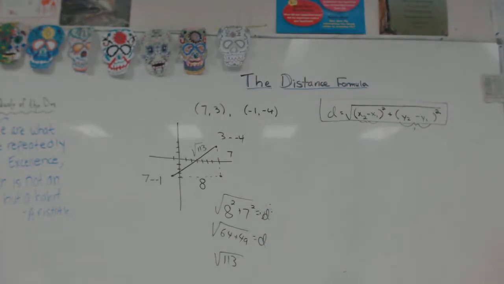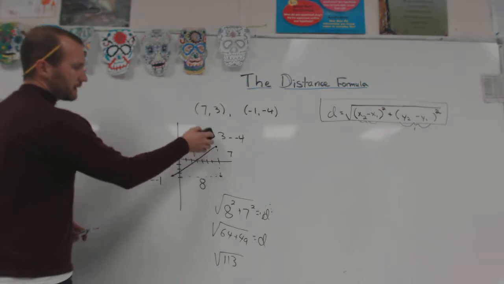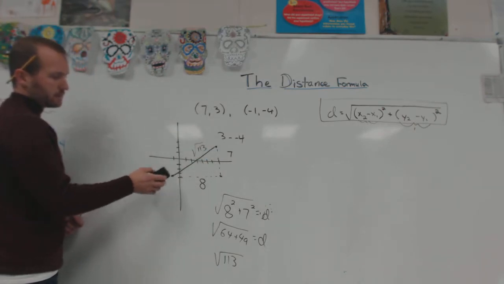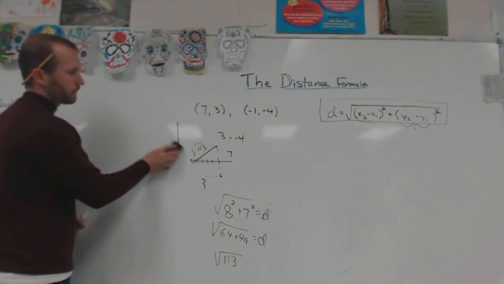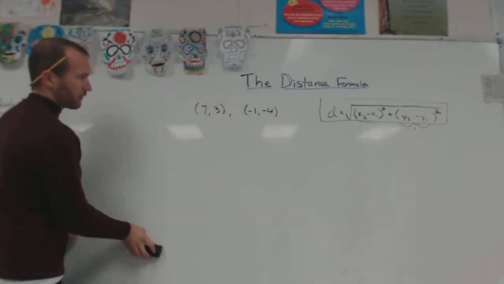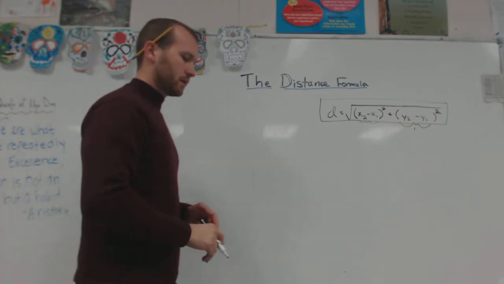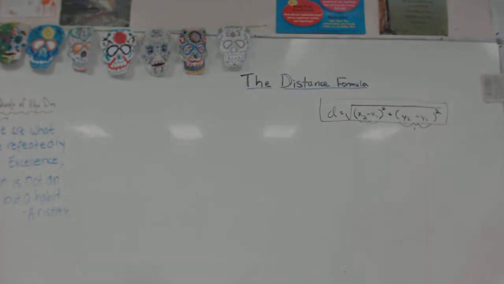All right. So I'm just finding this side and this side, adding them and taking the square root. Let's see if we can do one without drawing the graph. No graph. So let's try this one.